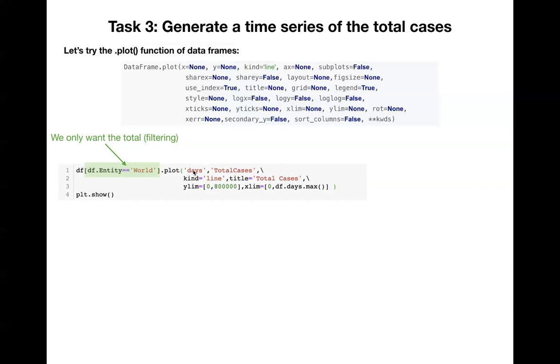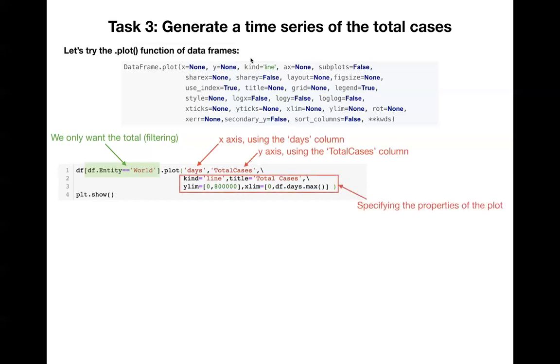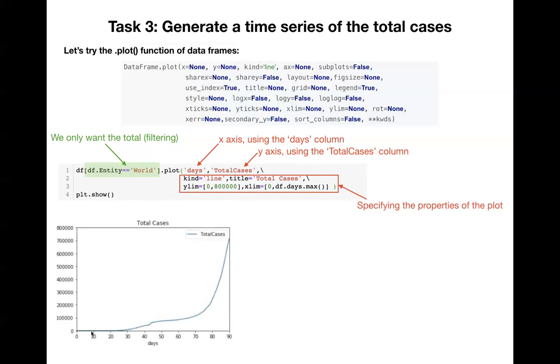So x is days, the x-axis, and total cases is the y-axis. And now this is the data type, and this is the title, y limit, and x limit. The x limit is basically the maximum days, right? So if you do that, you get all these options, and you can compare with the defaults. These are the properties, and then you can get a plot like this.